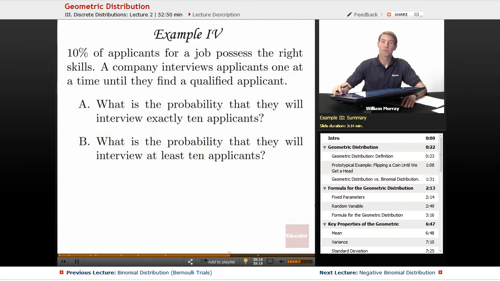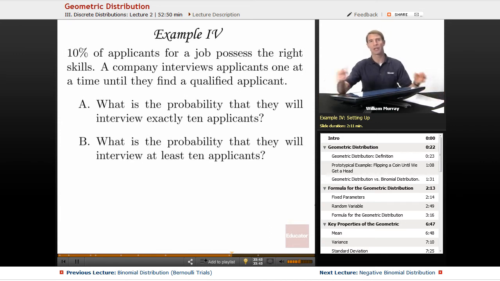Okay. Let's move on to example 4. Here we have a company that is interviewing applicants for a job. So they have a job opening and they're interviewing their applicants. And in the general population, 10% of the applicants actually possess the right skills. Maybe they have to have knowledge of certain computer applications, for example, or they have to have studied probability. Anyway, 10% of applicants for this job actually are qualified for the job.